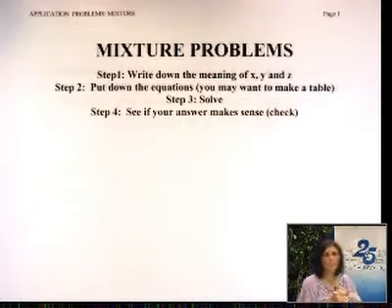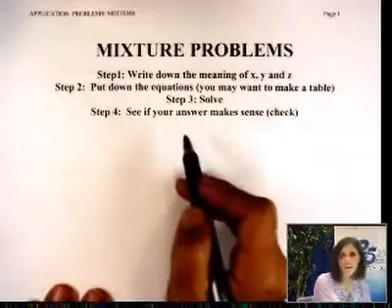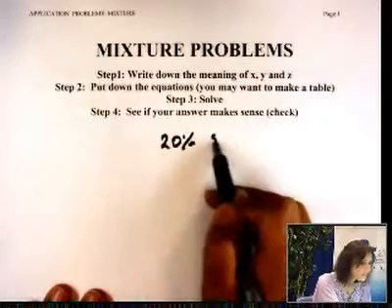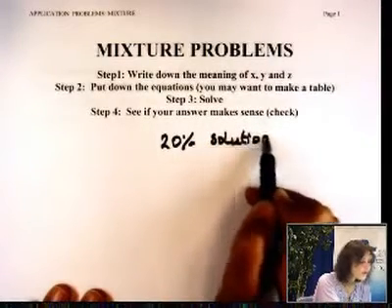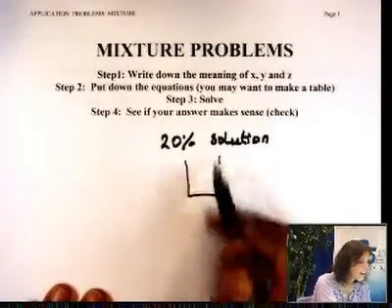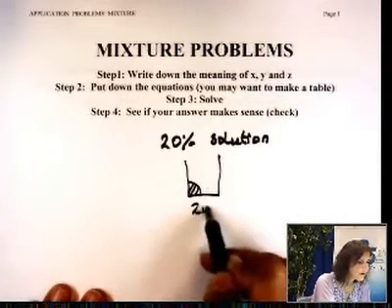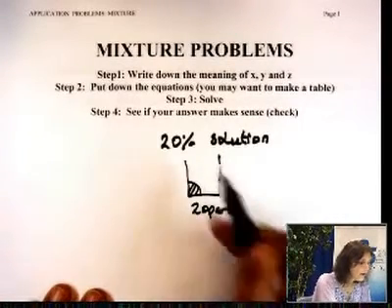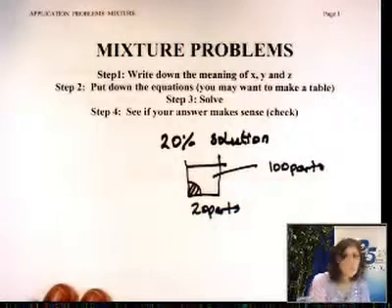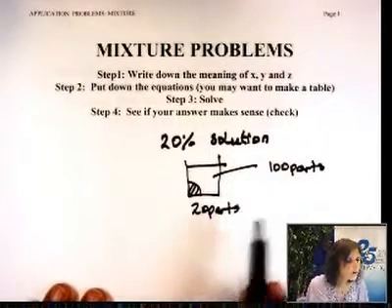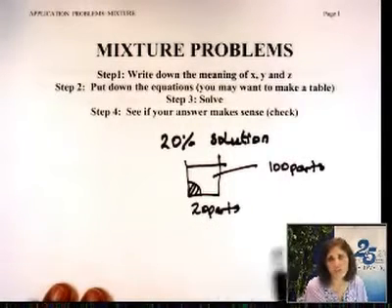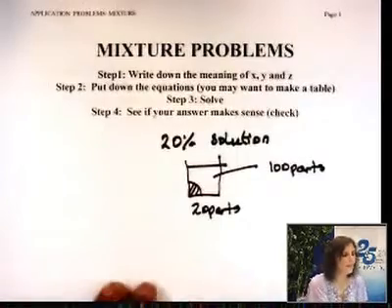But I want to give you a couple of things before I get started. If somebody talks about a 20% solution of, let's say, salt water, sugar water, antifreeze, anything, think of it like that. You have 20 parts out of a total of 100 parts of whatever you have, sugar or whatever. So if we are talking about, let's say, 100 liters, 20 liters of it will be sugar, antifreeze, or something. Okay, so think of it that way.